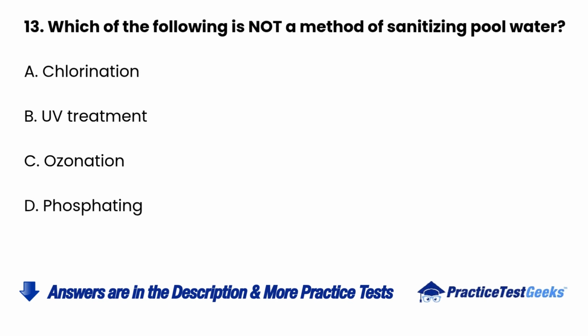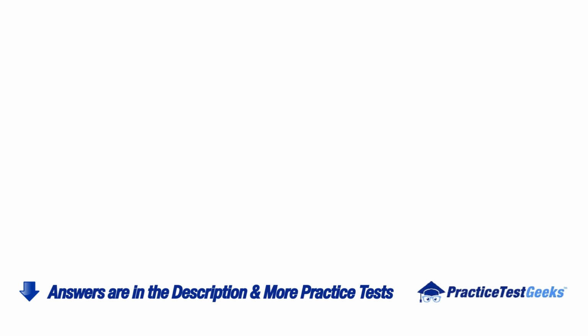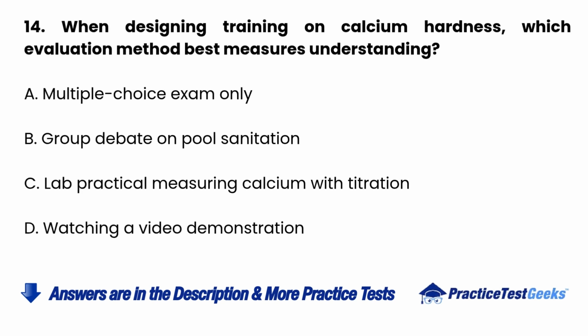13. Which of the following is not a method of sanitizing pool water? A. Chlorination. B. UV treatment. C. Ozonation. D. Phosphating.